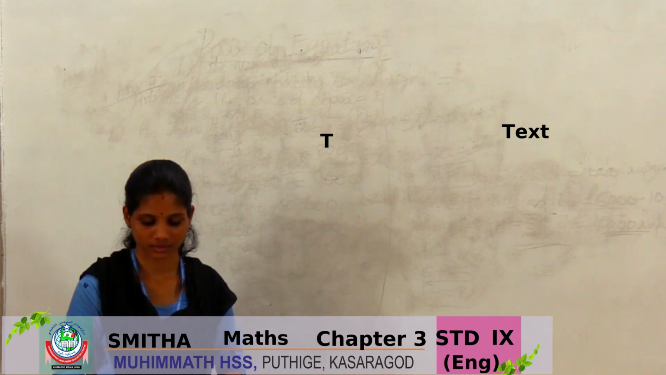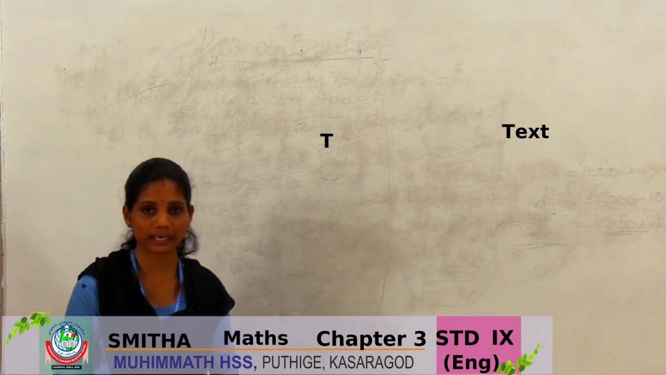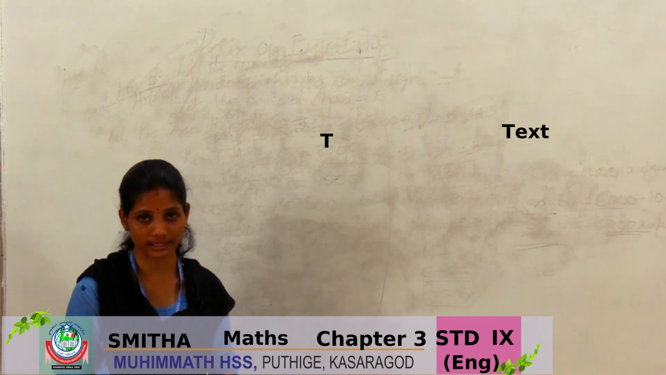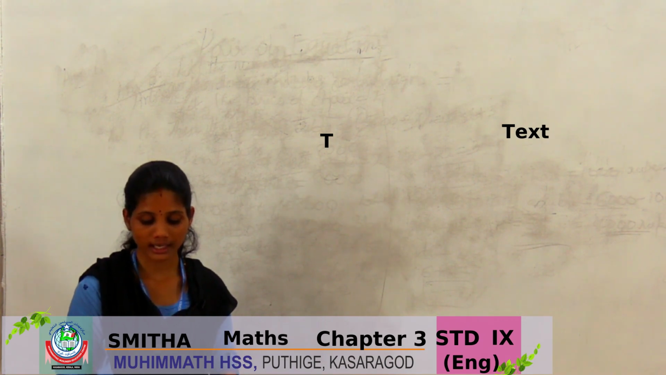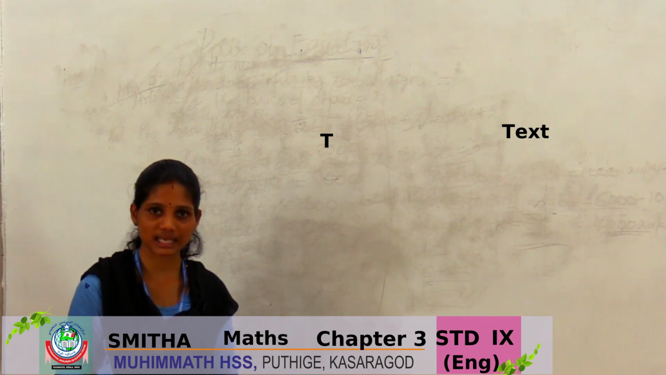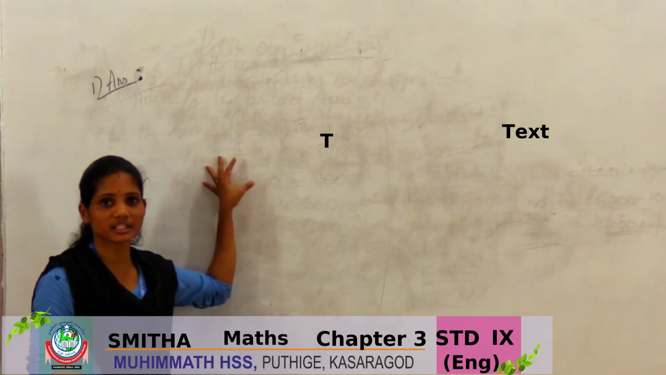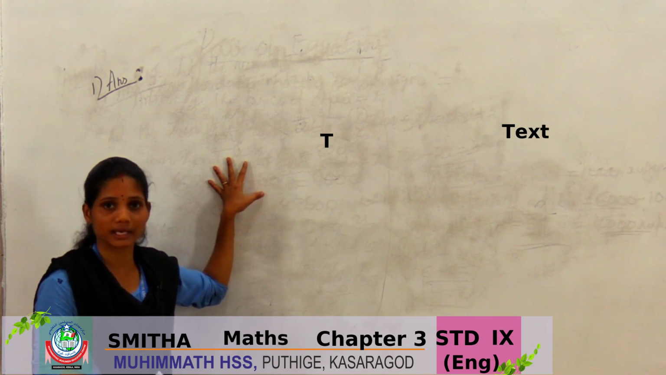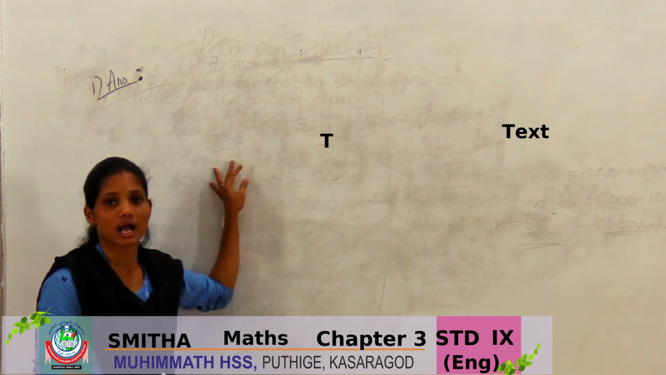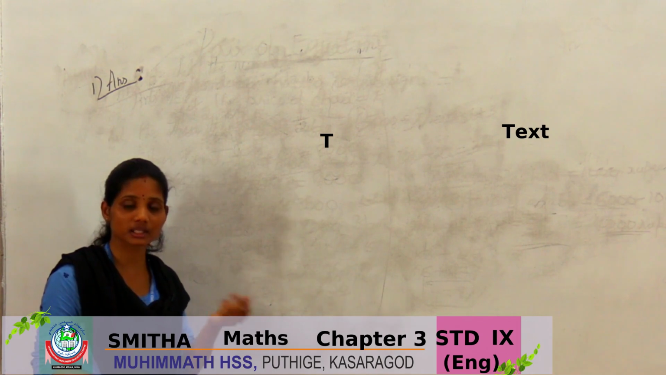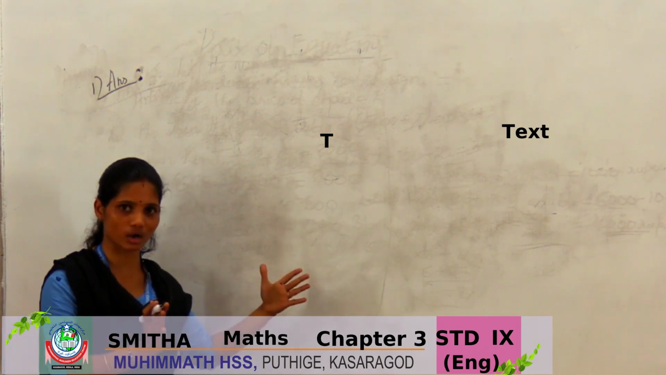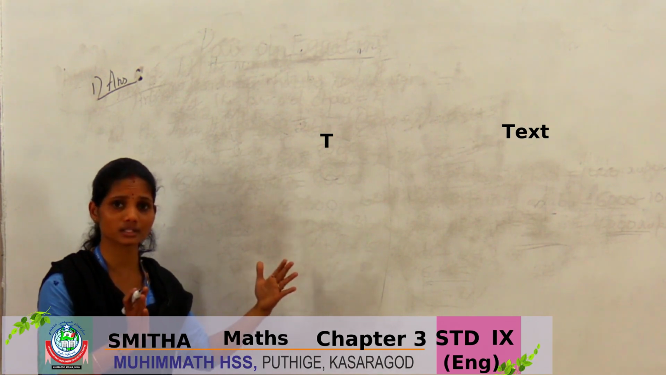Next question. In a rectangle, the perimeter is 1 meter. One side is 5 centimeters longer than the other. What are the lengths of the sides? This question is from the textbook exercise. It is given that the perimeter is 1 meter and one side is 5 centimeters longer than the other side. It means one side is shorter, the other side is longer. Isn't it? How many centimeters longer?